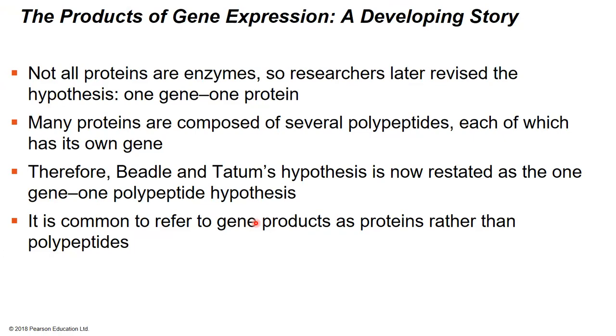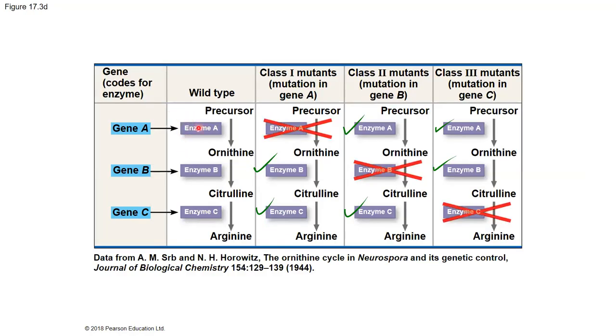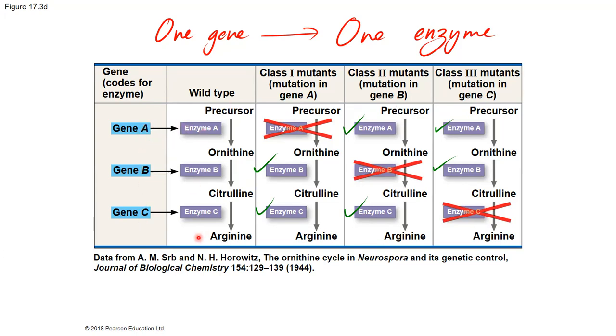So this experiment also provided evidence for the hypothesis suggested by Archibald Garrett. Remember, Archibald Garrett suggested that one gene encodes one enzyme. And as you can see in this experiment, these 3 genes encode 3 enzymes.